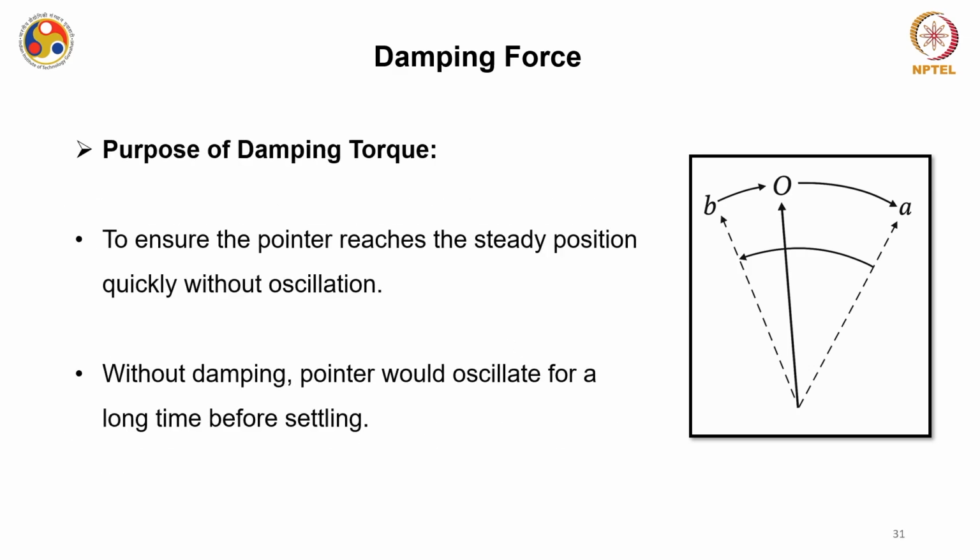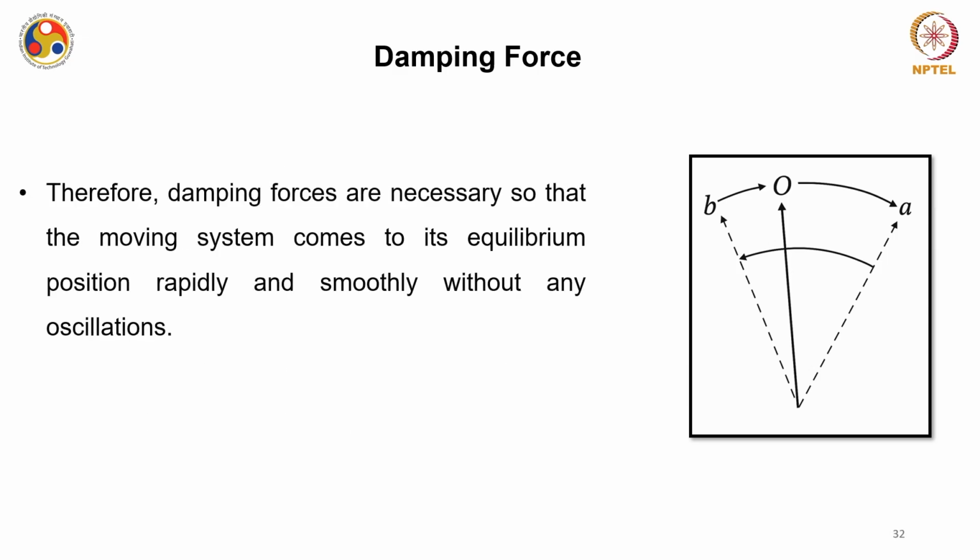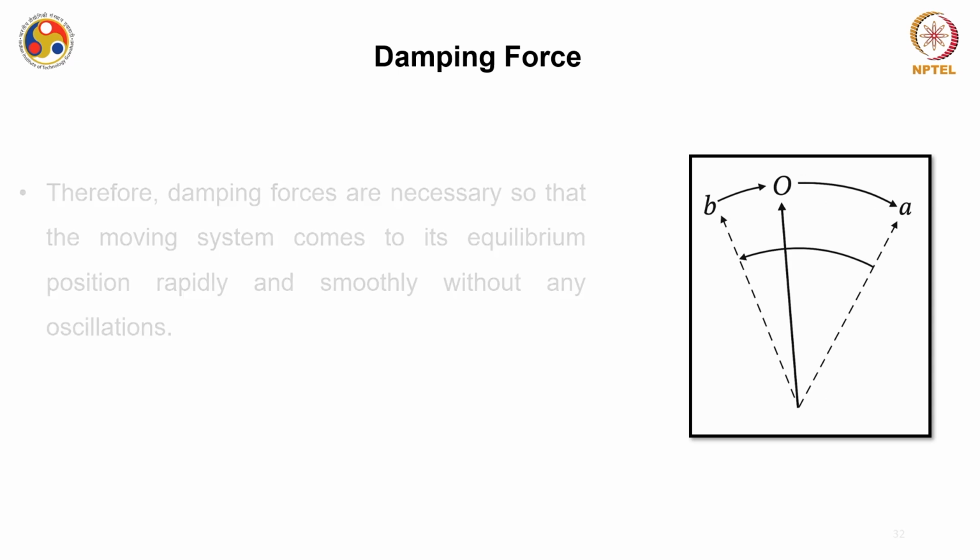I think the purpose of the damping torque should be clear to you: it is to ensure the pointer reaches the steady position quickly without any oscillation. Without damping, the pointer will definitely oscillate for a longer time before settling. It will make this system unstable for a good amount of time, and you may not be able to find the correct value in the stipulated time. Therefore, damping forces are necessary so that the moving system comes to its equilibrium position rapidly and smoothly without any kind of oscillation.